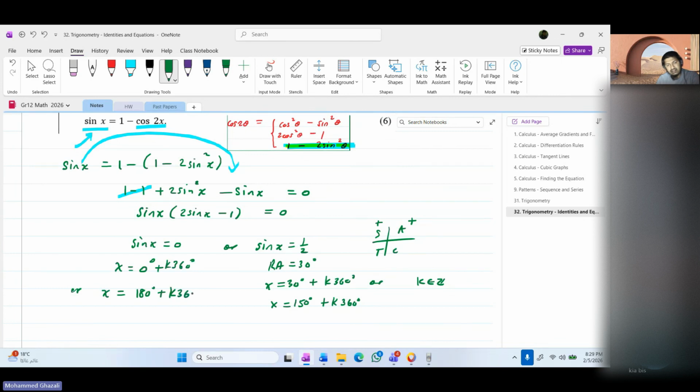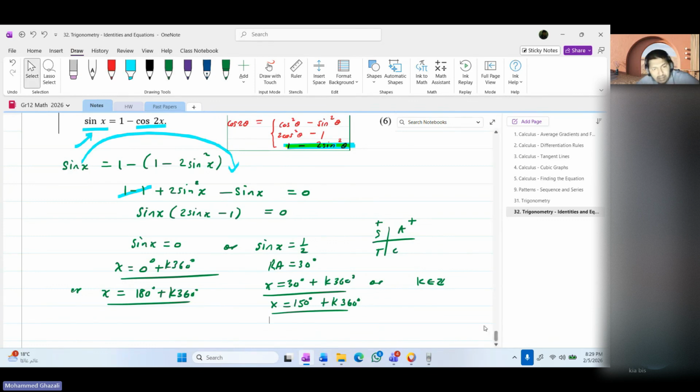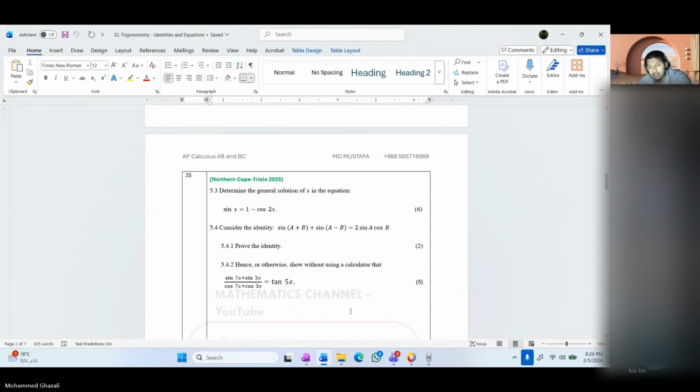So you kind of have 1, 2, 3, 4. Just take out 0 degrees, right? You don't need to write 0 degrees. So just k 360 degrees. Okay. And these are my 4 general solutions. Next question.